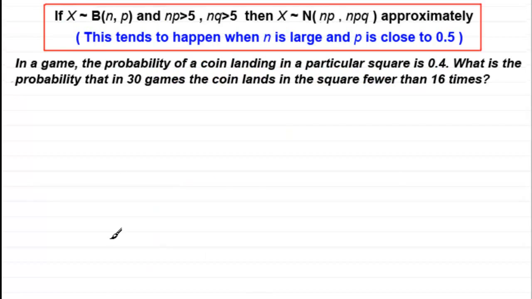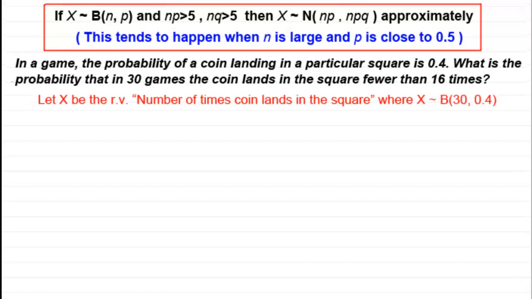Okay, well, what I've got here is that in a game the probability of a coin landing in a particular square is 0.4. So what is the probability that in 30 games the coin lands in the square fewer than 16 times? So if I was just doing this normally without any form of approximation, what I'd do anyway is define a random variable. I'd say let x be the random variable, number of times the coin lands in the square, where x is distributed binomially and n is 30 and the probability of success is 0.4.